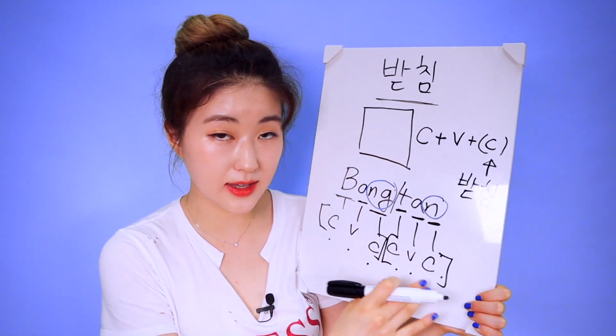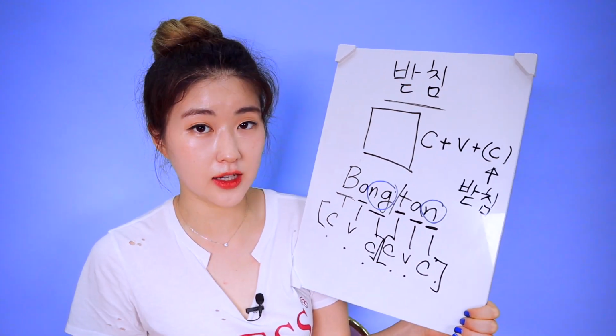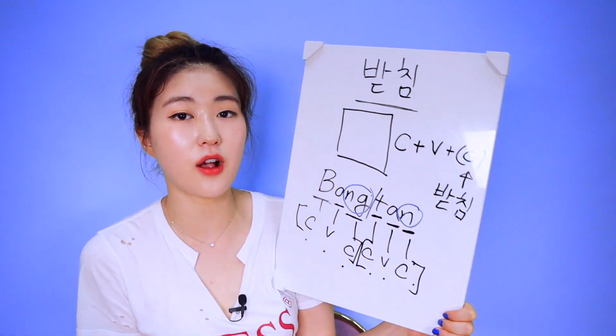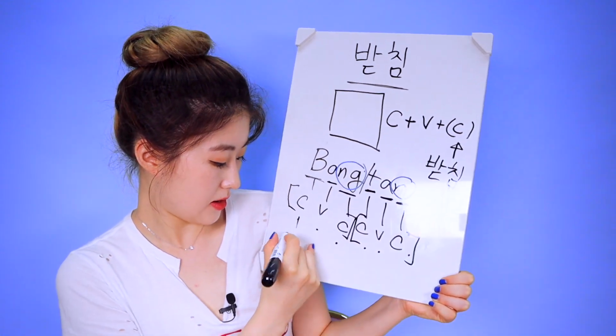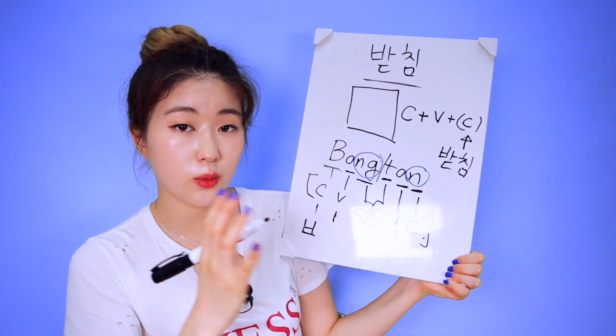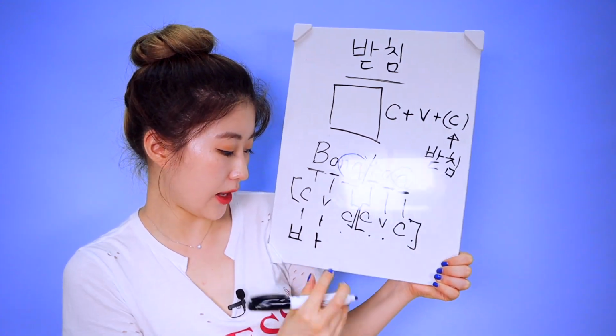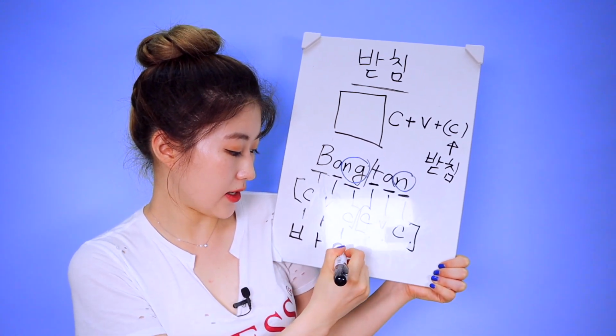Let's try to make this into the Korean syllable. Since we learned all the consonants, let's match the alphabet consonants to the Korean consonants. B is 비읍. This is the vowel. We still didn't learn it yet, so I will tell you it looks like this. Ang, it is this consonant.